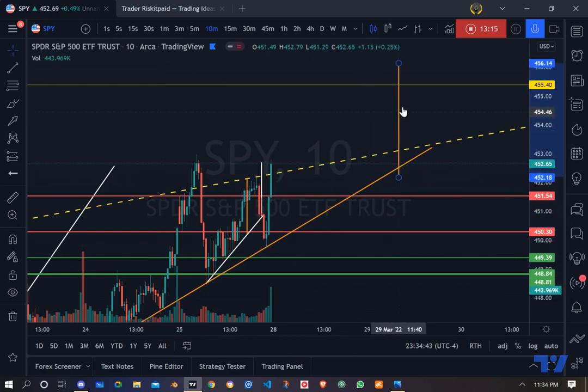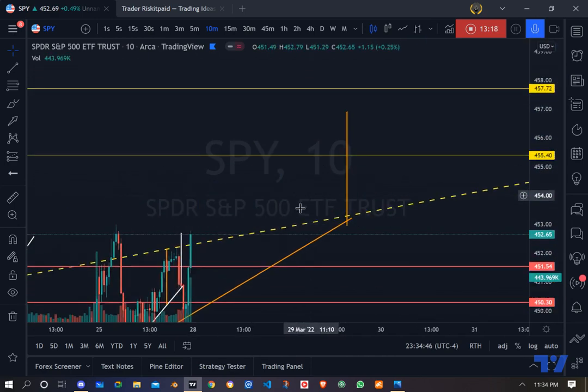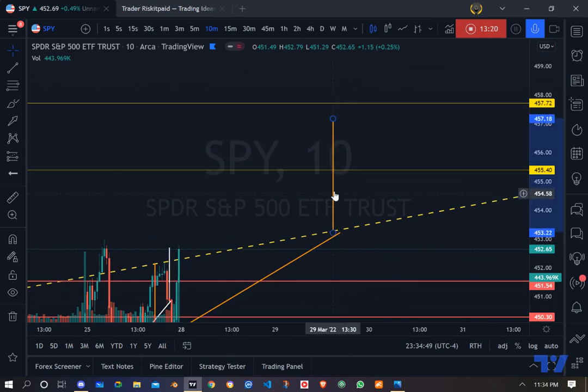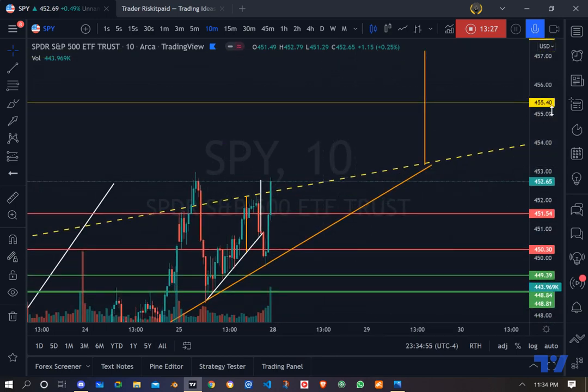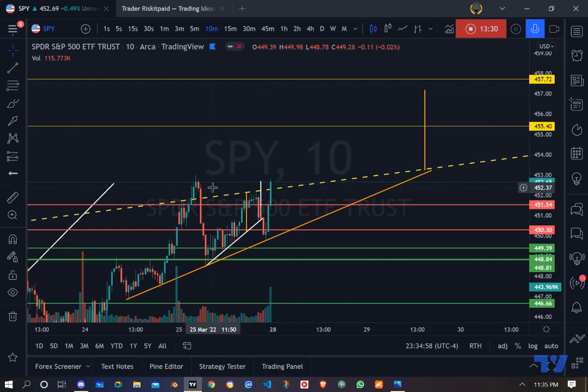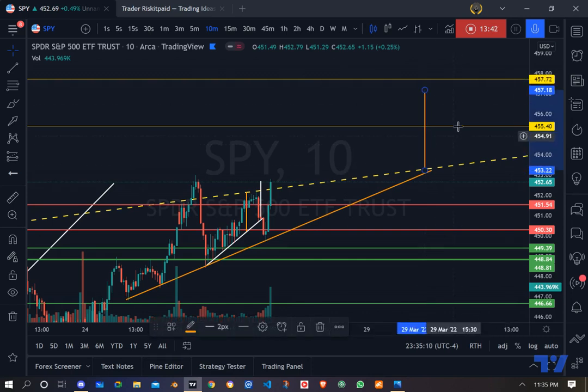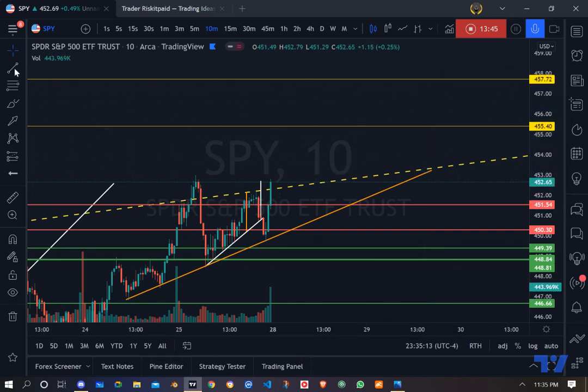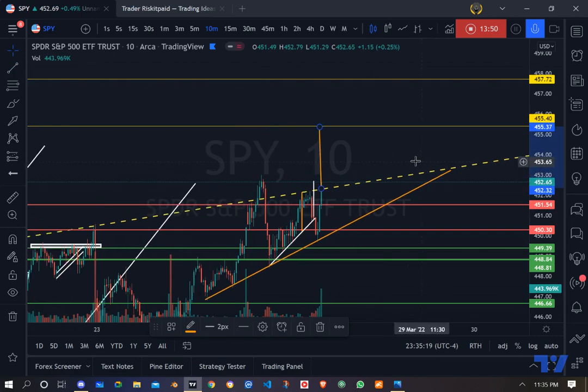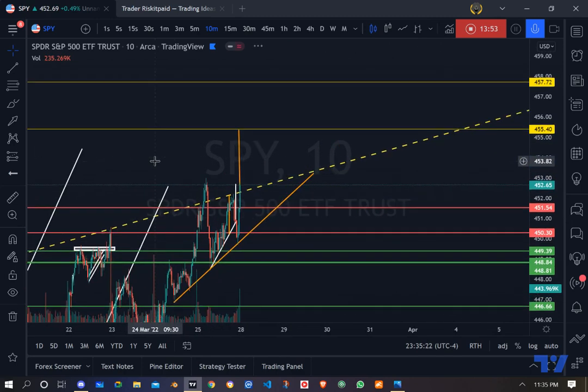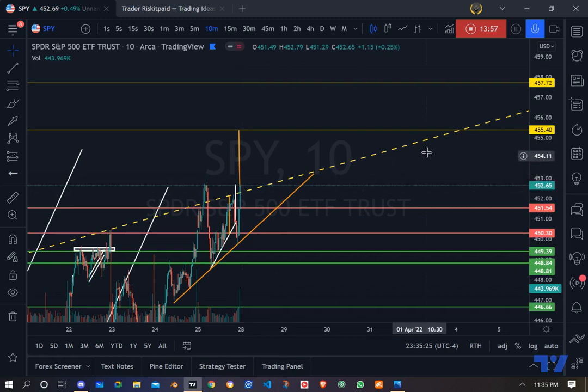And at the top of this triangle, if it breaks out, let's say if it breaks out around here, we come finally hitting the 457 mark, like I've been saying. And even if we take this another way, and let's say Monday, this is our breakout. Even if this is our breakout on Monday, let's say that this is our new triangle right here, right? This is our new ascending triangle up in here.